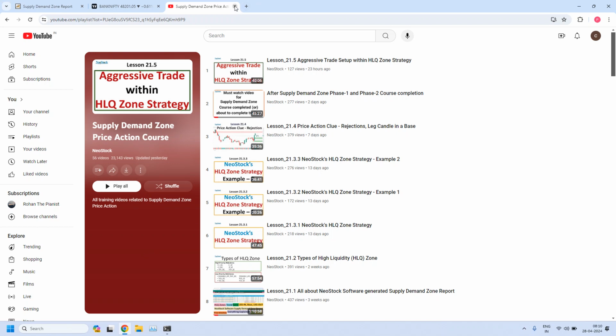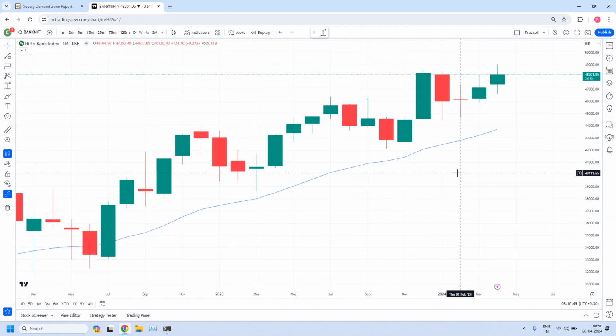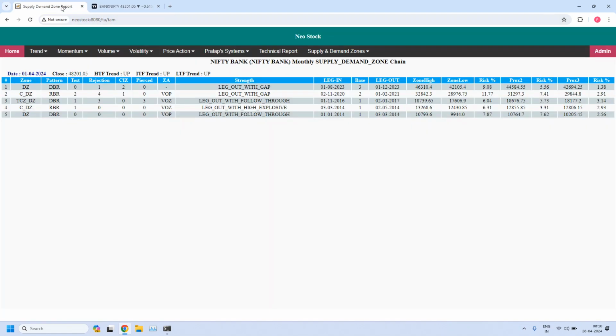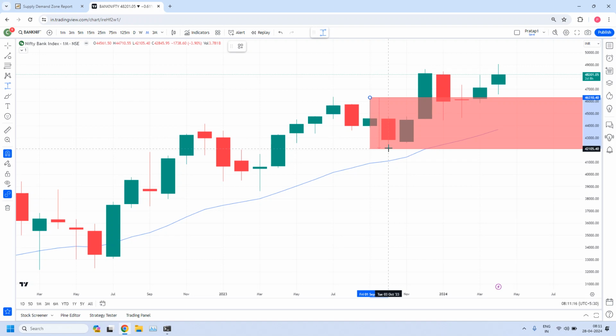Now let's get into the analysis discussion. So let's start our analysis from Bank Nifty monthly time frame. As per the supply demand zone chain, we have a demand zone. The legging date is 1st August 23. After that we have 3 base candles. See, this is the 1st August 23. This is the base candle. These are the 3, and we have a leg out candle, a rally candle. So this is the drop base rally.